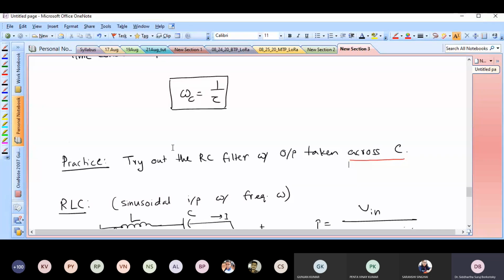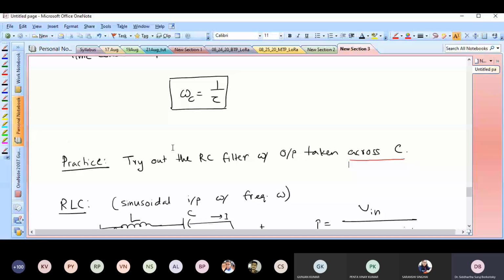Let's say it's a low pass filter. You take the output across the other element, you should get a high pass filter. It's always that case. That's because if you think about Kirchhoff's voltage law, KVL, what's happening here is that the voltages across the inductor and the resistor, or the capacitor and the resistor, should sum to the input voltage.